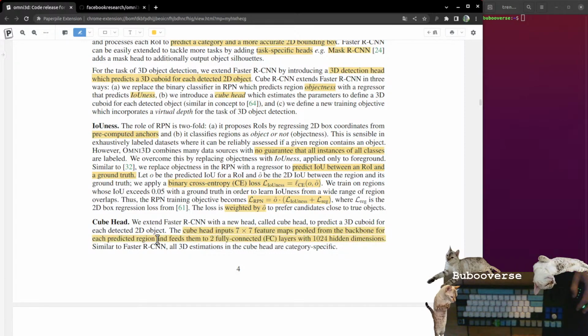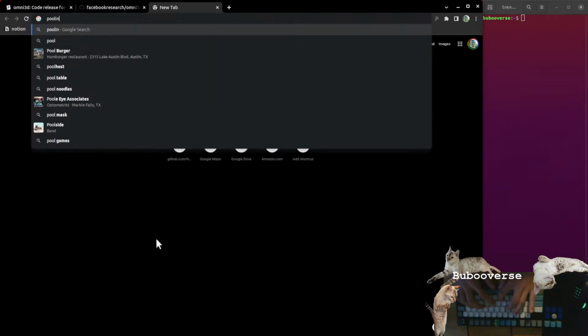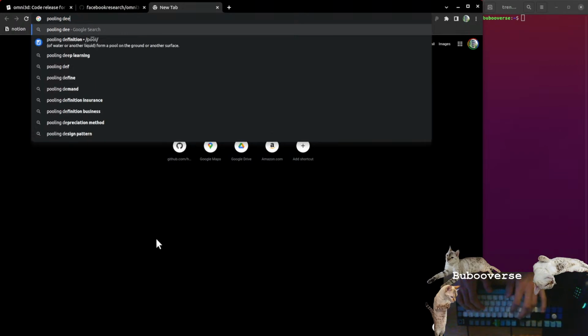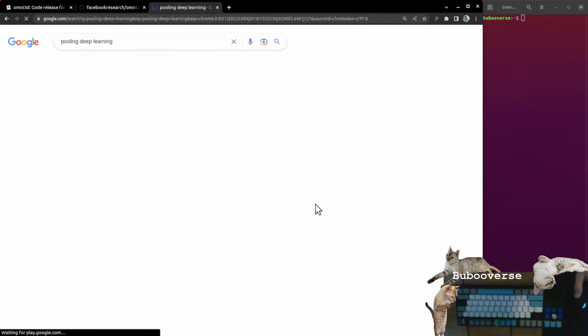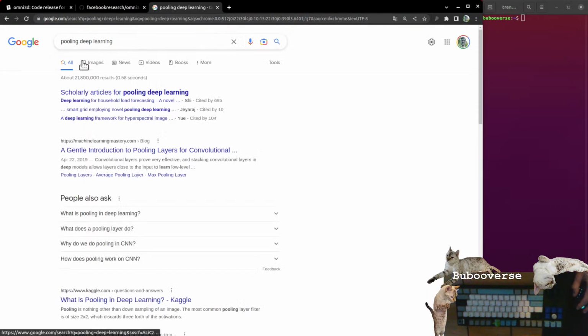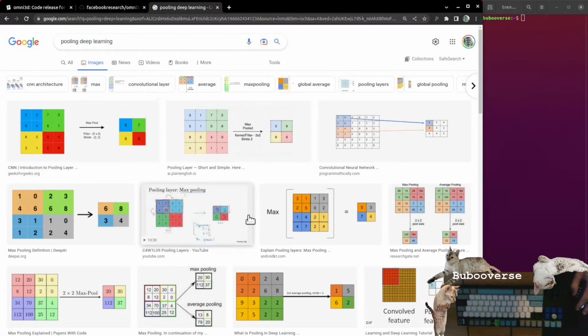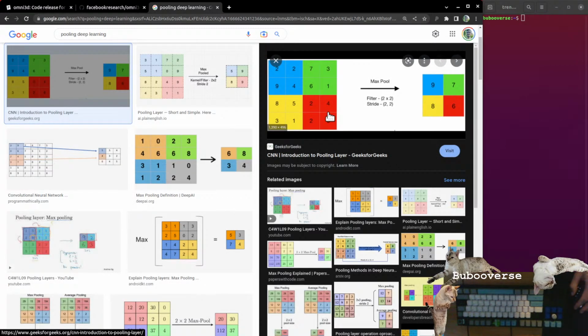Okay, so what does pooling mean? Pooling is basically a form of reducing the dimensionality by sampling. Let's say this is your feature map, and this is a 4x4 tensor of numbers, right? In this imaginary example here.